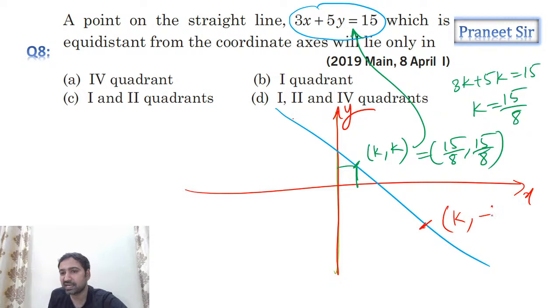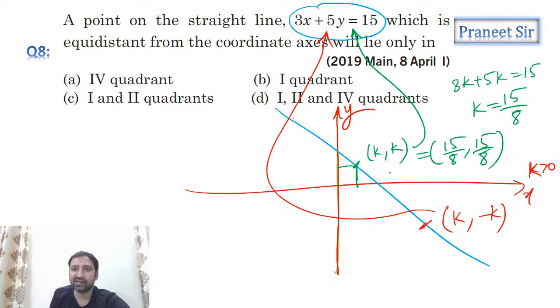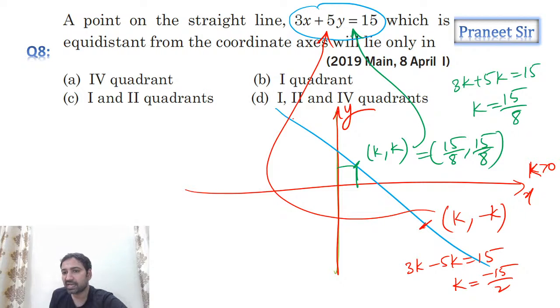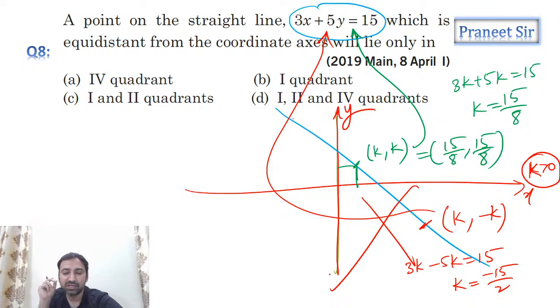Can I take it as k comma minus k, where k is positive? Let's take k as positive. In that case, if you substitute this particular point here, what do we get, guys? Am I getting 3k minus 5k is equal to 15? From this, how much is k? Are we getting minus 15 by 2? But actually k should be positive, so this is not at all possible. So the fourth quadrant is not possible, guys. The first option is gone and the fourth option is gone.